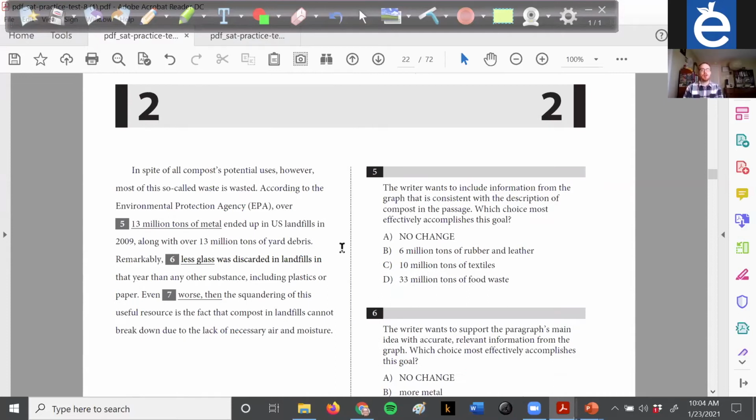In spite of all compost's potential uses, however, most of this so-called waste is wasted. According to the Environmental Protection Agency, or the EPA, over 13 million tons of metal ended up in US landfills in 2009, along with over 13 million tons of yard debris. Okay, well that's a little confusing, right? We were talking about compost, and now it's just like, also there's a lot of metal in our landfills. We seem distracted from the main point in one way or another. So the writer here wants to include information from the graph that is consistent with the description of compost in the passage. Which choice most effectively accomplishes this goal?